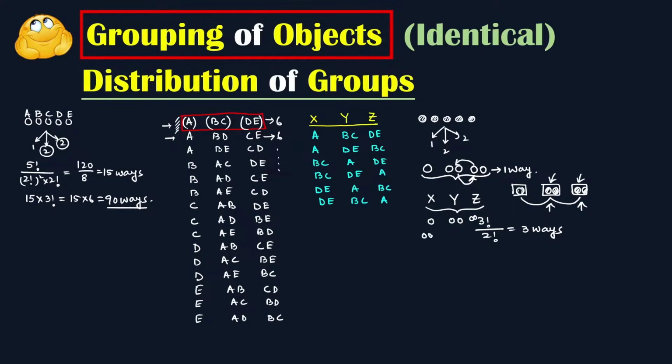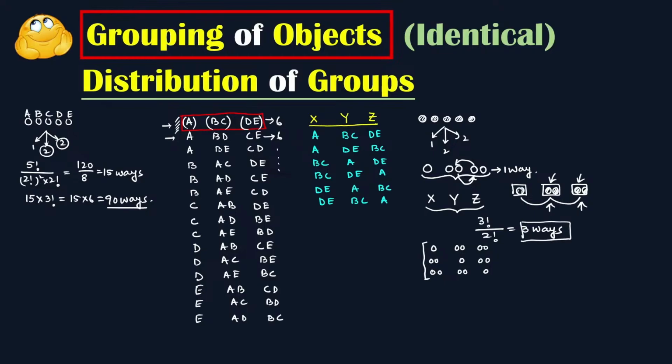Then the other one is this, which is 2. Let me just write it here. X got 1, Y got 2, Z got 2. Or X got 2, Y got 1, Z got 2. Or X got 2 balls, Y got 2 balls, and Z got 1 ball. That's it. That is why there are three ways.